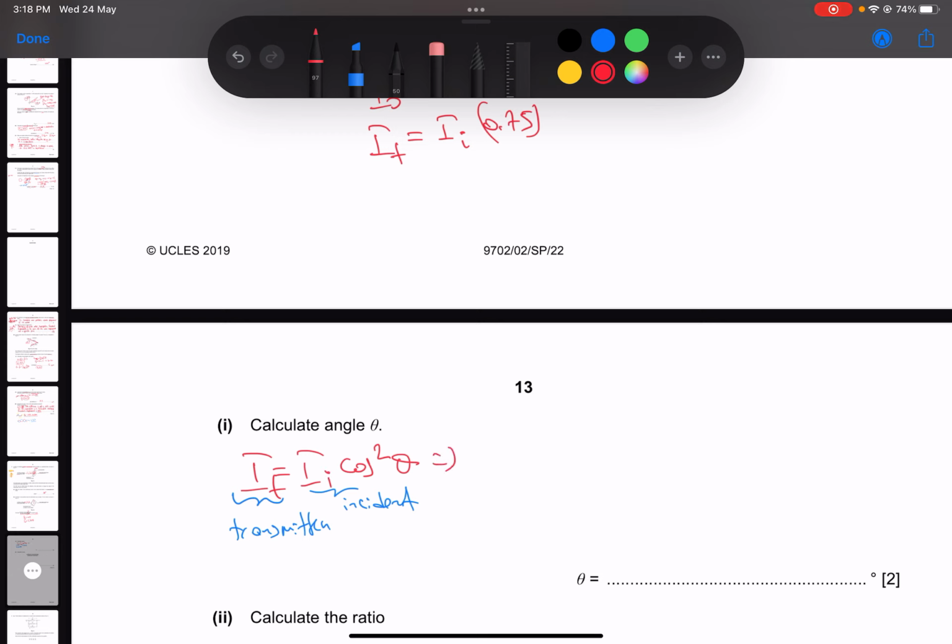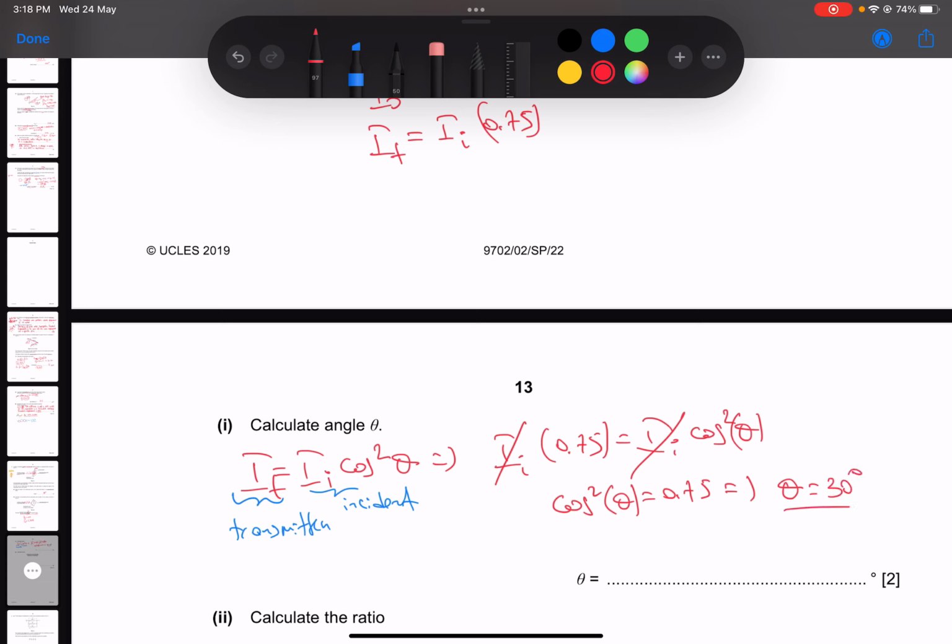Let's write I transmitted in terms of I incident: I incident times 0.75 equals I incident cosine squared theta. All right, so this cancels, so cosine squared theta equals 0.75. Take the square root, then cosine to the power of negative 1, and so on. Just use the calculator, it's mathematics. You will get an angle of 30 degrees. When you use your calculators, please make sure it's in degree mode. It would be 30 degrees.